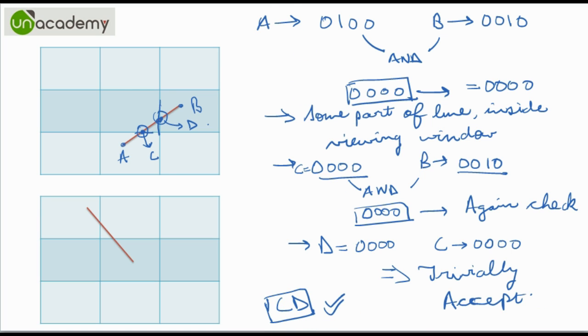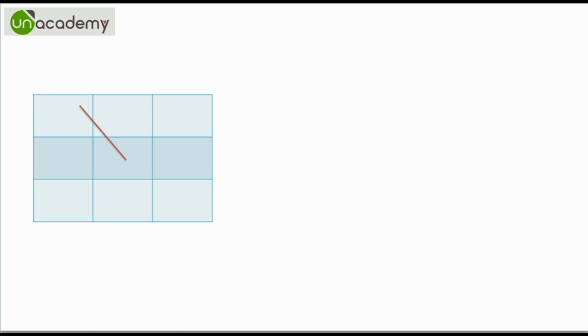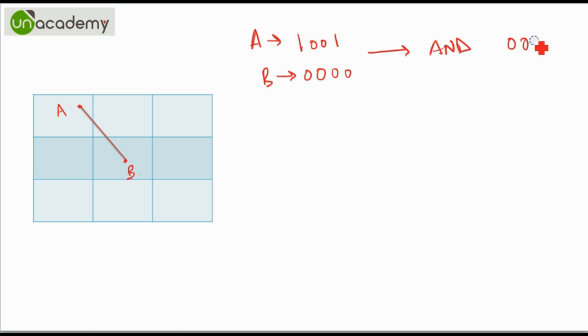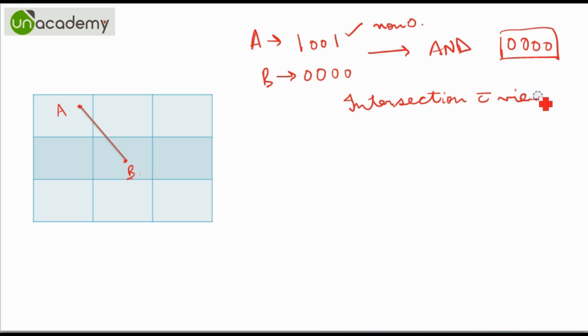Let us look at this case now. We have this point as A and this point as B. ABRL code for A is 1001, for B is 0000, and the AND gives 0000. Since one of the input codes is non-zero, there is an intersection with the viewing window. Now we will have to again follow the same procedure. We will clip it. First we will clip it along the left. So we form a new point called C.